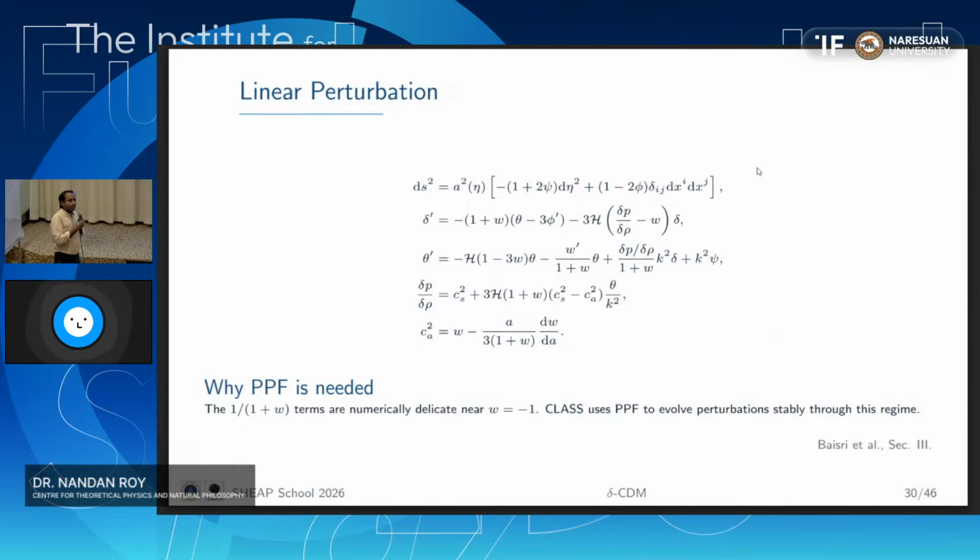This is given by Antony Lewis, the same person who wrote CosmoMC. I will discuss with you about it. Thank you.